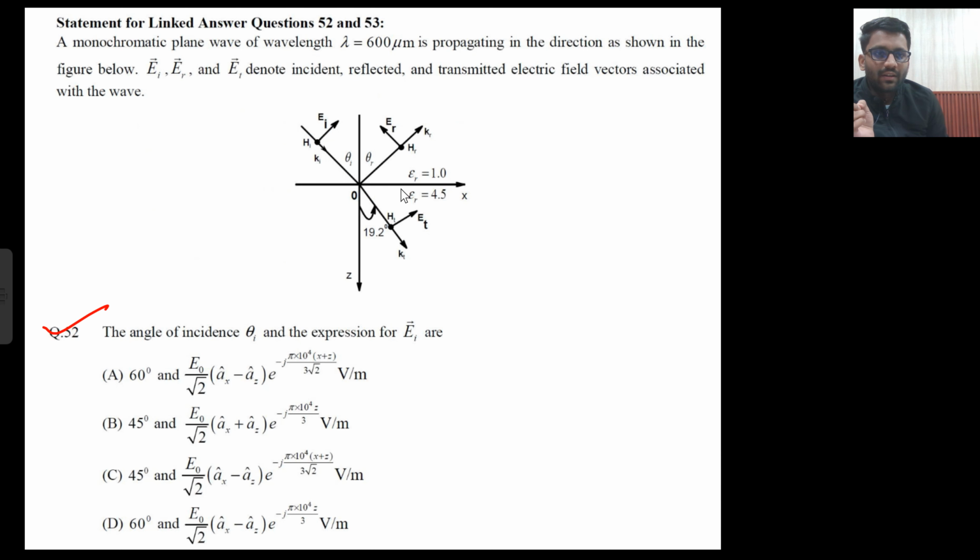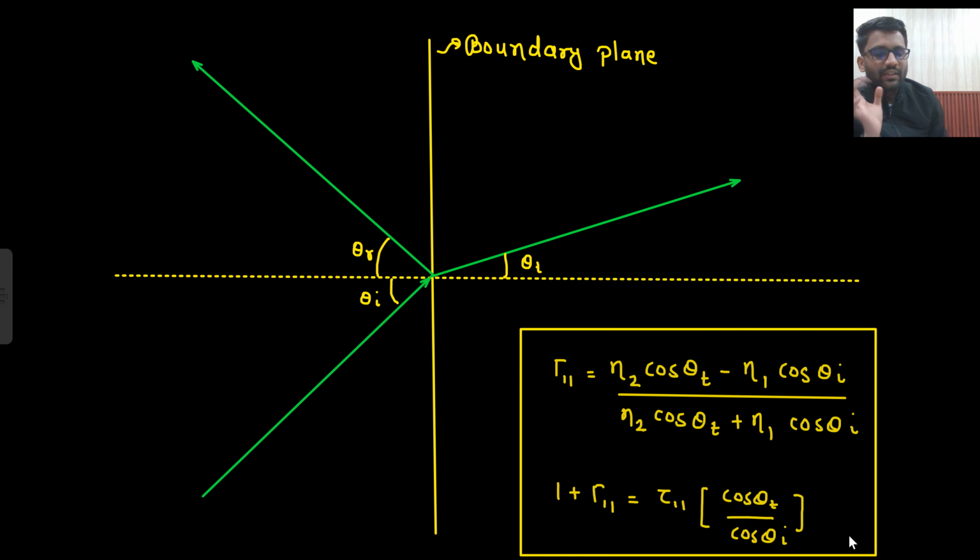Parallel or perpendicular? The incident electric field, reflected electric field, and transmitted electric field, all these three fields are in the plane of incidence. I hope you know what is meant by boundary plane and plane of incidence. So all these three fields are in the plane of incidence. That means this is the case of parallel polarization. So here we are going to discuss only parallel polarization. This is how we derive the formula for parallel polarization.